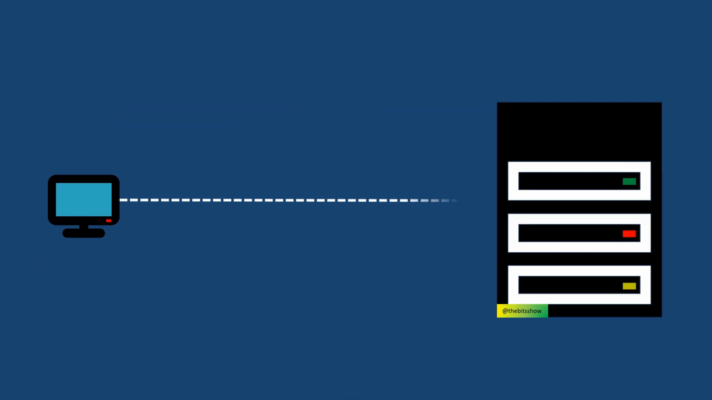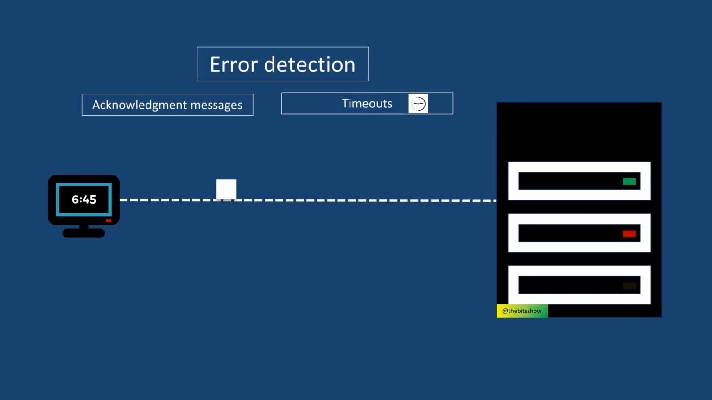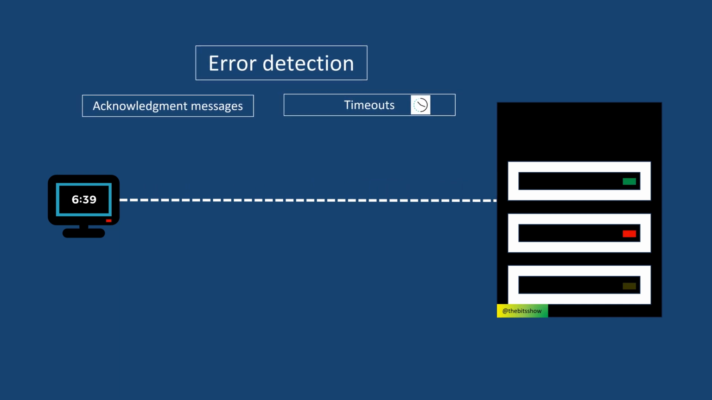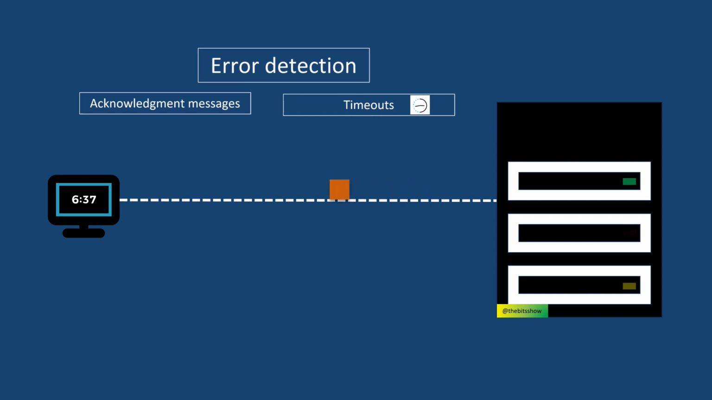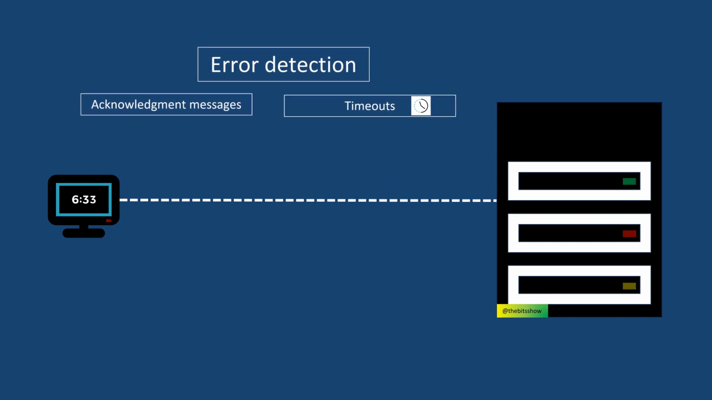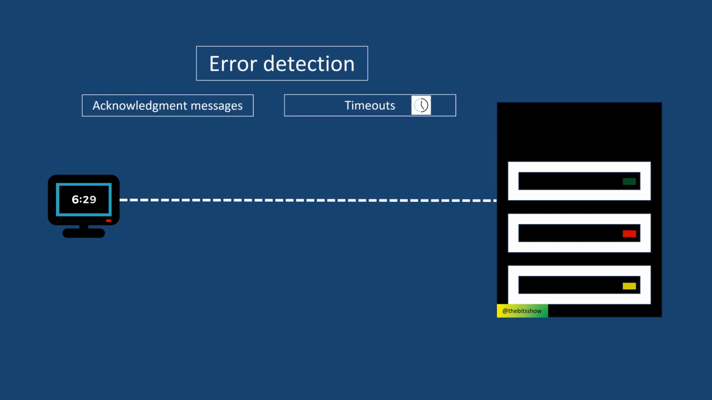TFTP uses simple error detection mechanisms, such as acknowledgement messages and timeouts, to handle errors during file transfers. If an error occurs, TFTP will retransmit the data packet until it's successfully received. While this approach may lack the sophistication of other protocols, it's effective for managing errors in TFTP transfers.